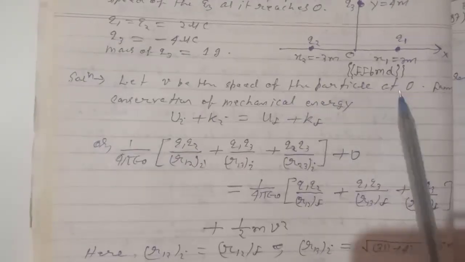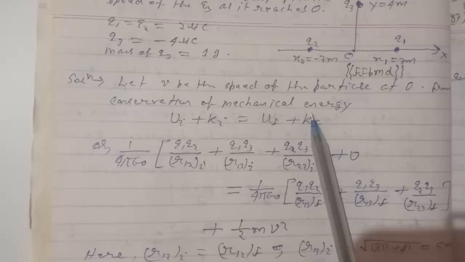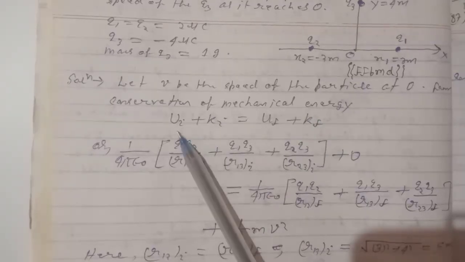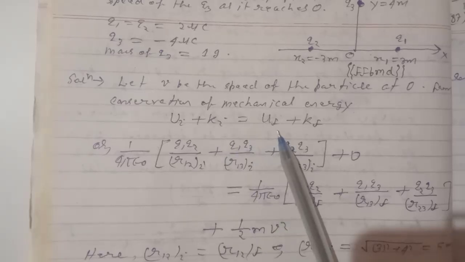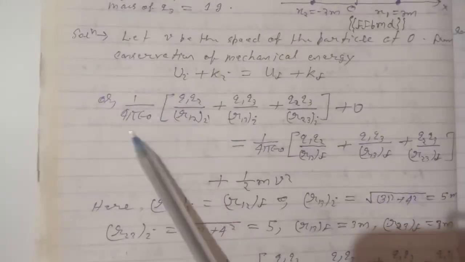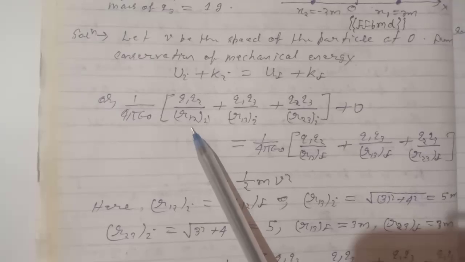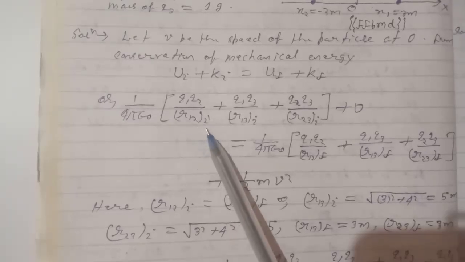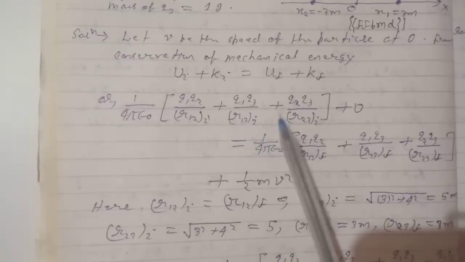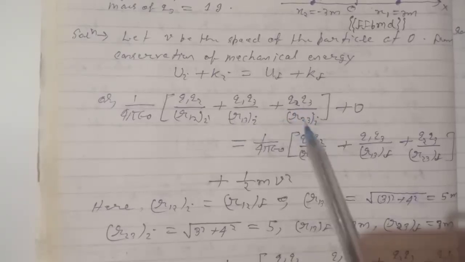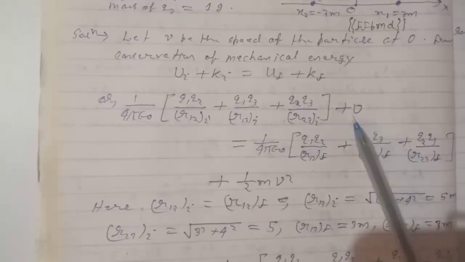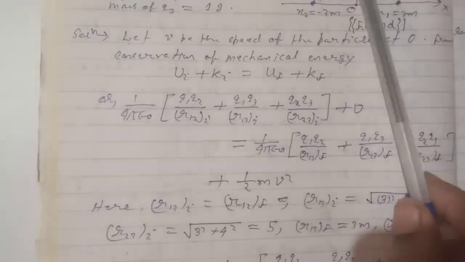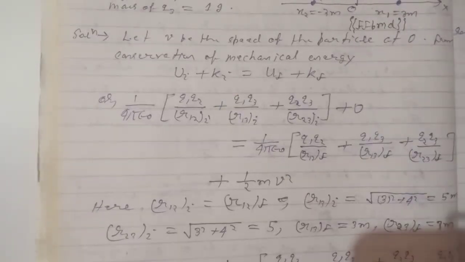Let v be the speed of the particle at O. From conservation of mechanical energy, Ui plus Ki, the initial potential energy plus kinetic energy of the system, equals the final potential energy plus kinetic energy of the system. So the initial potential energy is 1 by 4 pi epsilon naught times Q1 Q2 by R12 initial plus Q1 Q3 by R13 initial plus Q2 Q3 by R23 initial, these representing the initial distances between the charged particles, plus 0 for the kinetic energy because initially Q3 is at rest.